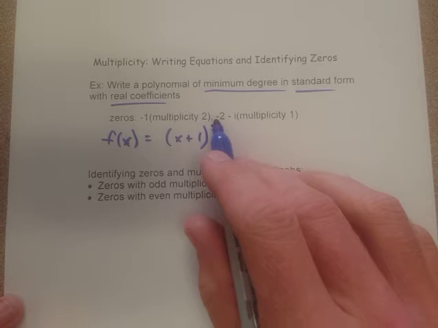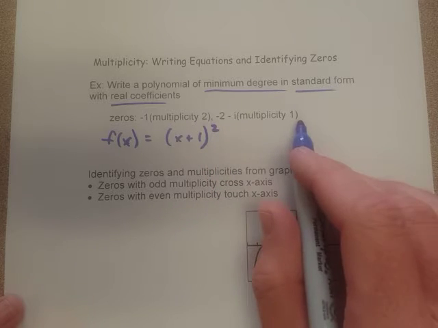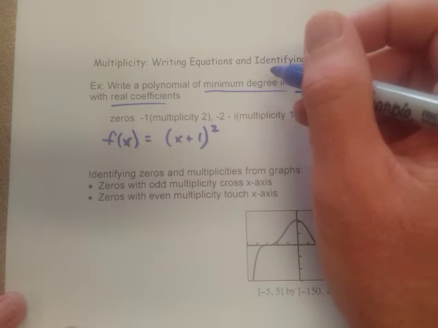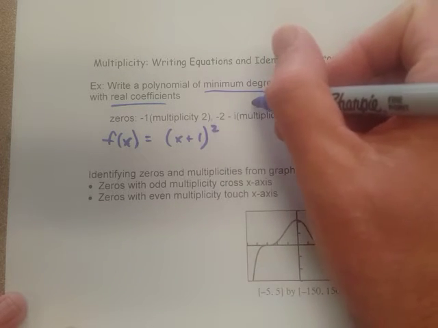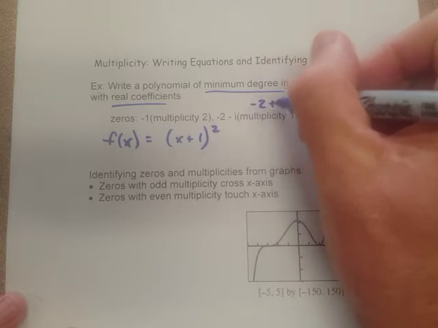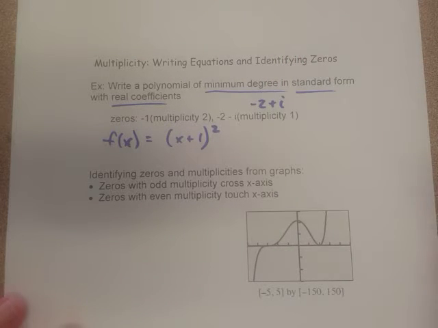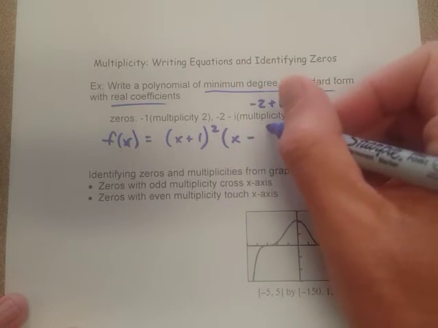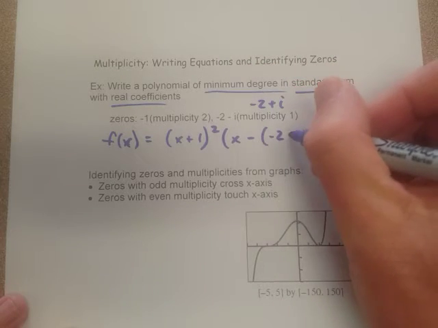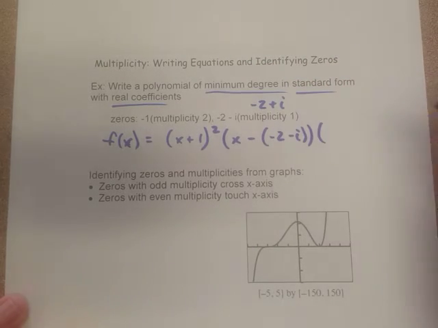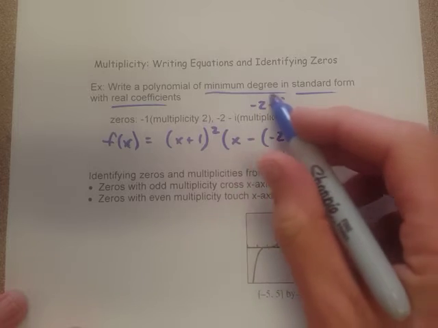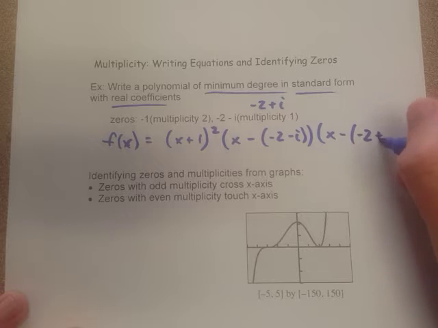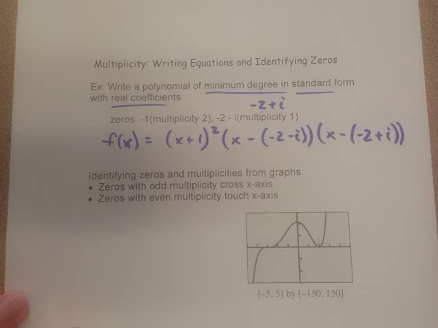For the other one here, -2 minus i, it has a multiplicity of 1, so that just means it's a normal one. But remember that it has to also have a partner with it. So -2 minus i goes with -2 plus i. Imaginaries always come in pairs. And so when we set these other two up, we're going to do x minus this first one, -2 minus i. And then we're also going to do x minus this one. We've got it set up.